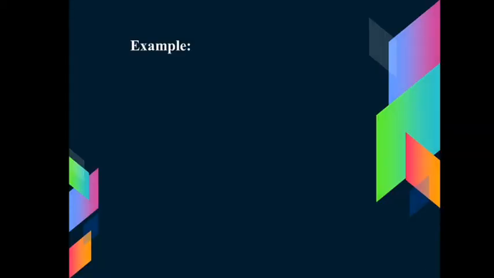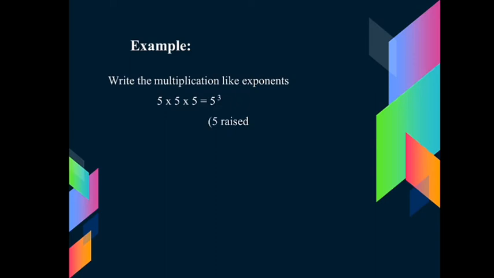Then the next example, write the multiplication like exponents. Here we have to write the multiplication like an exponent. 5 into 5 into 5 is equal to 5 raised to power 3. Yes, we have to read it as 5 raised to power 3. What we have done here: 5 is multiplied with itself 3 times, that's why we have written the base as 5 and 3 as an exponent.